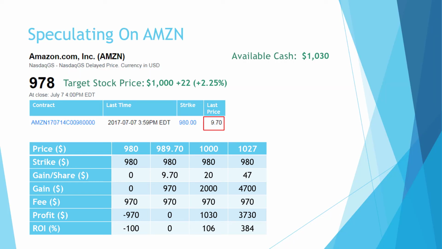As you can see from the example, with the risk of losing 100% of the initial investment, you can gain a 106% return on investment with the stock moving only 2.25%, and you can gain 384% with the stock moving 5%. And this is exactly how a lot of people speculate using call options. In the next video, I will present on selling call options.